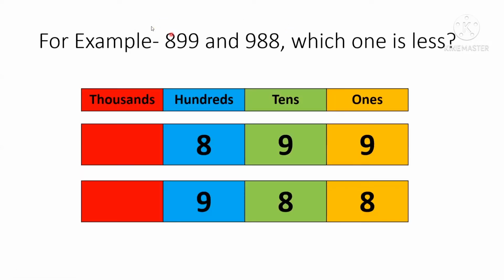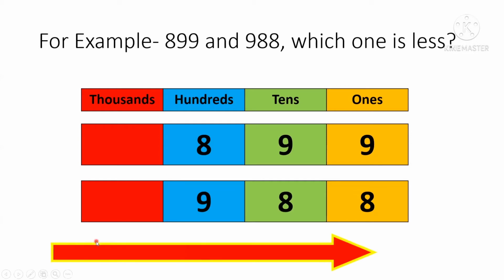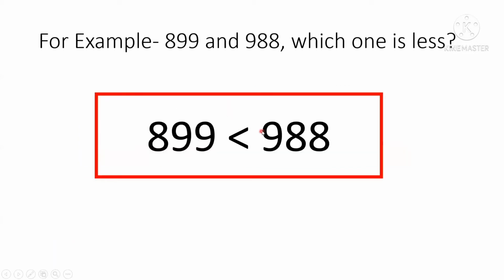Now, let's try an example with less than concept. So, for example, 899 and 988. In the same numbers, which one is less than compared to the other? We put them in the place value chart like this, and then look at the numbers place value from left to right. 899 is less than 988. You see, the opening of the mouth is towards 988.